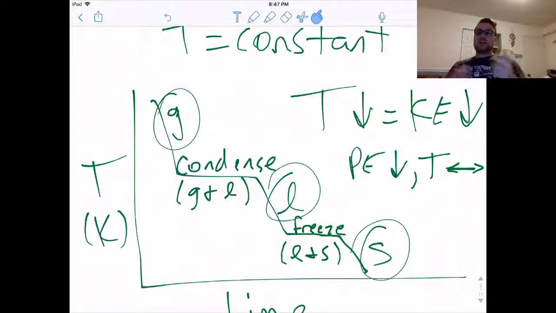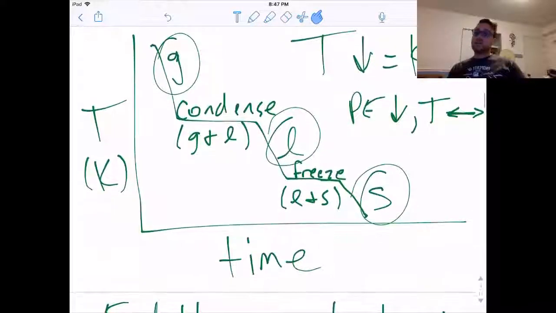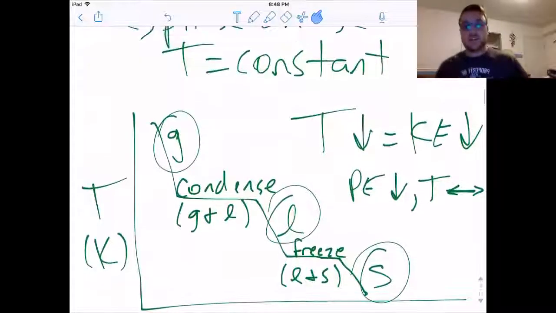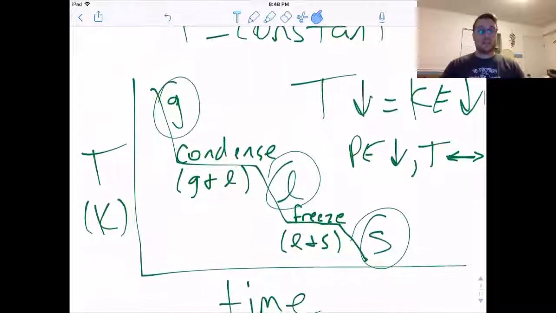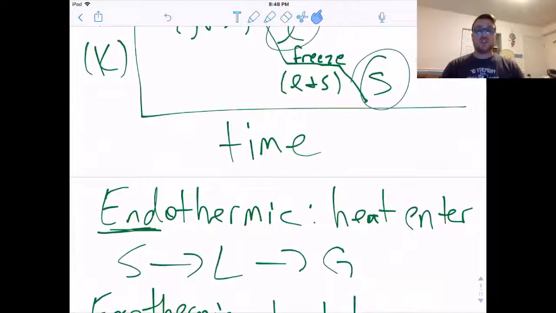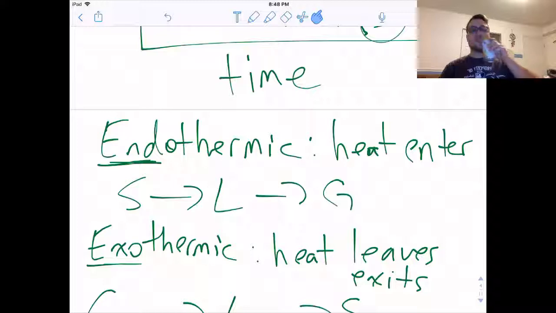Endothermic means heat is entering. So, anytime you go through a phase change from solid towards liquid or liquid towards gas, going somewhere trending in that direction up a heating curve, you are endothermic. Exothermic is heat leaving or exiting. And anytime you're going down that cooling curve, you're going from a gas to a solid, you are exothermic. We talked about the Q equations. Those are on your reference table.